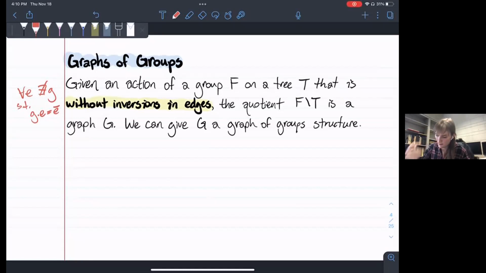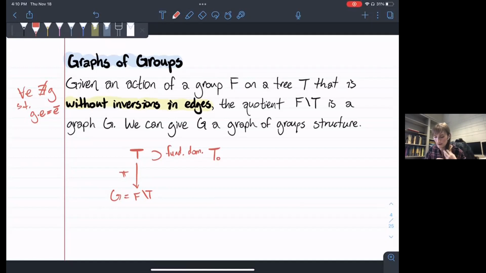I can describe it a little bit, I guess. So maybe here's T. Here's the natural projection to the quotient. So G equals the quotient of F by T. And inside of T, I can find a fundamental domain. I'll call it T naught, I guess.